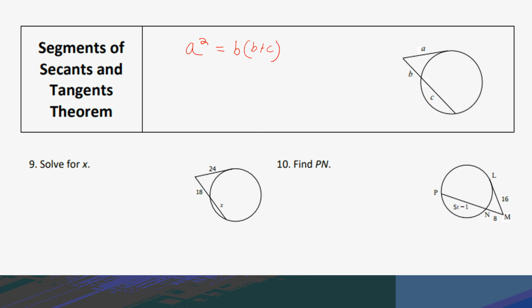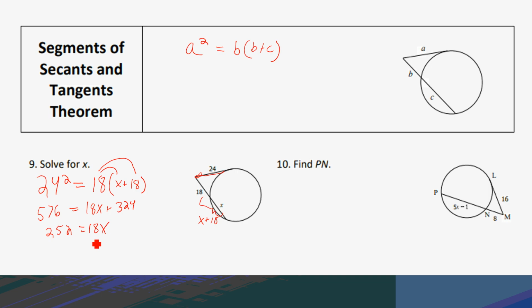So let's take a look at example 9. Solve for x. So we take that tangent segment right here and square it. So 24 squared equals 18 times this whole part, which is x plus 18. So 24 squared goes to 576. That will equal 18x plus 18 times 18 is 324. Subtract your 324 over, we get 252 equals 18x. So lastly, divide your 18 over, and you get x equals 14.